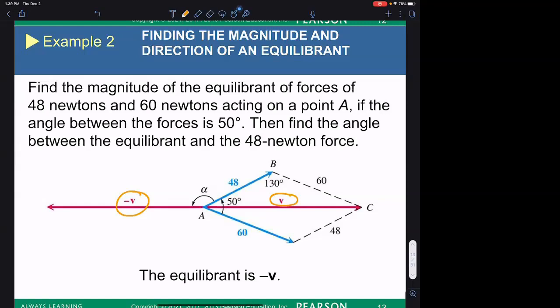And so they're describing it by saying, find the magnitude of the equilibrant of forces of 48 newtons and 60 newtons acting on a point A.